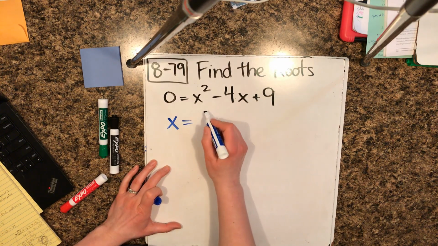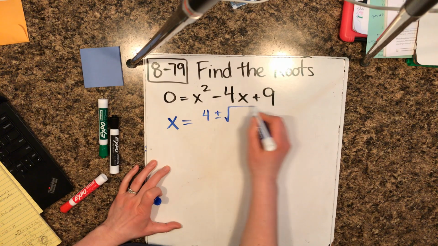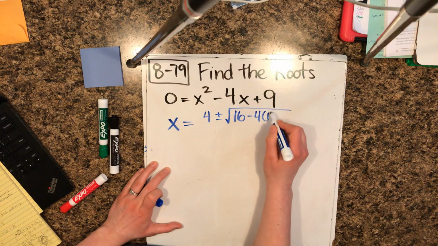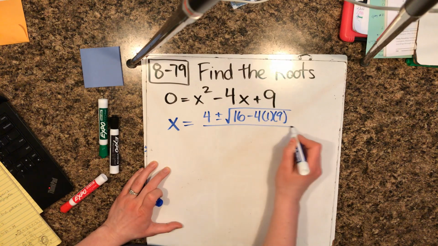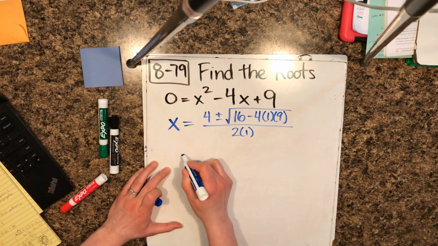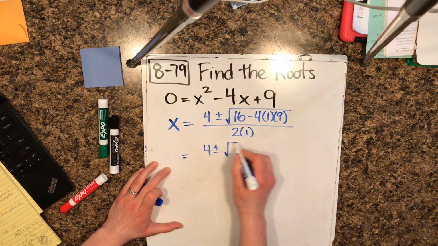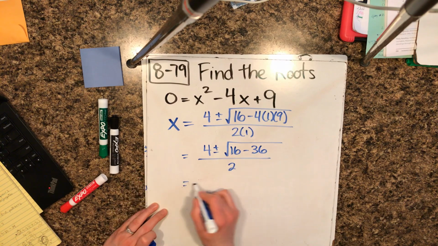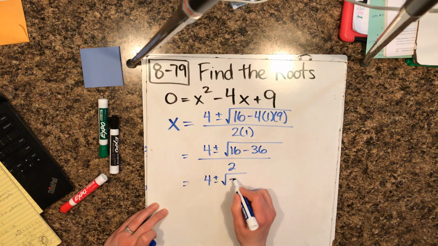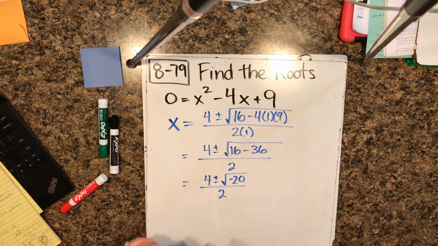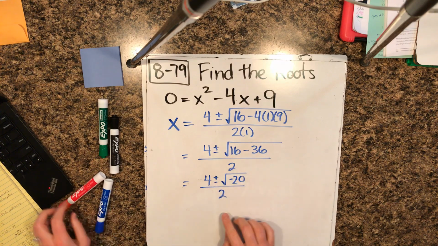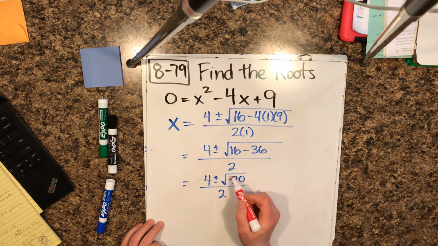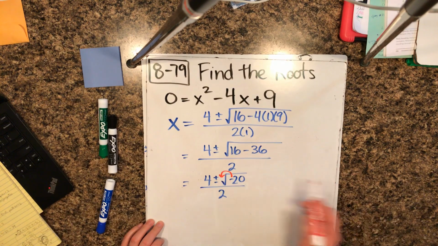Okay, quadratic formula, negative b plus or minus the square root of b squared minus 4 times a times c, all over 2a. And if we simplify, 16 minus 36, that will give us a negative 20 inside the square root. Okay, and again, before yesterday, we would have stopped and we would have said no real solution. But yesterday we learned if we have a negative, it's going to pop out, it's going to become imaginary.